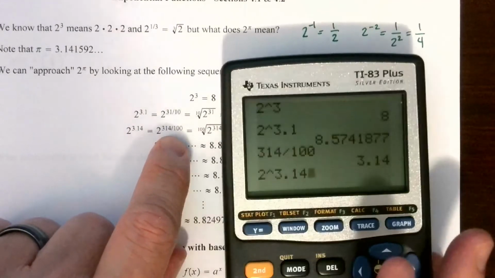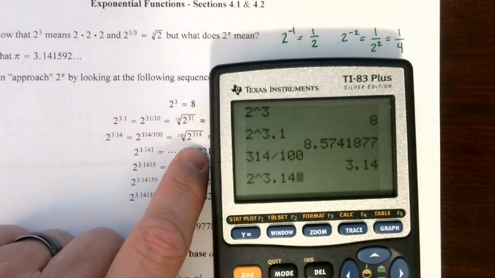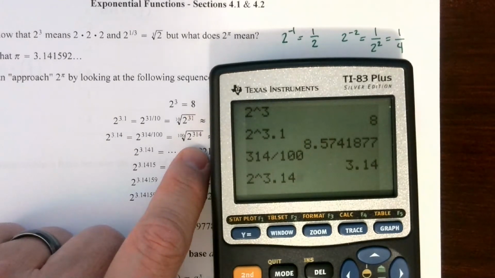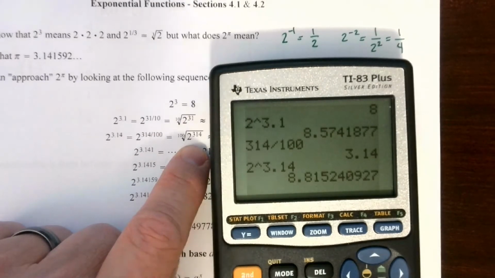It means take 2 to the 314th power, and then take the 100th root of that big number. So that's mind-boggling for us to try and do without a calculator, but at least we understand the process again. We're going to take 2, multiply it by itself 314 times, a huge number, then figure out what number I multiply by itself 100 times to get that number. Well, the calculator approximated that way.